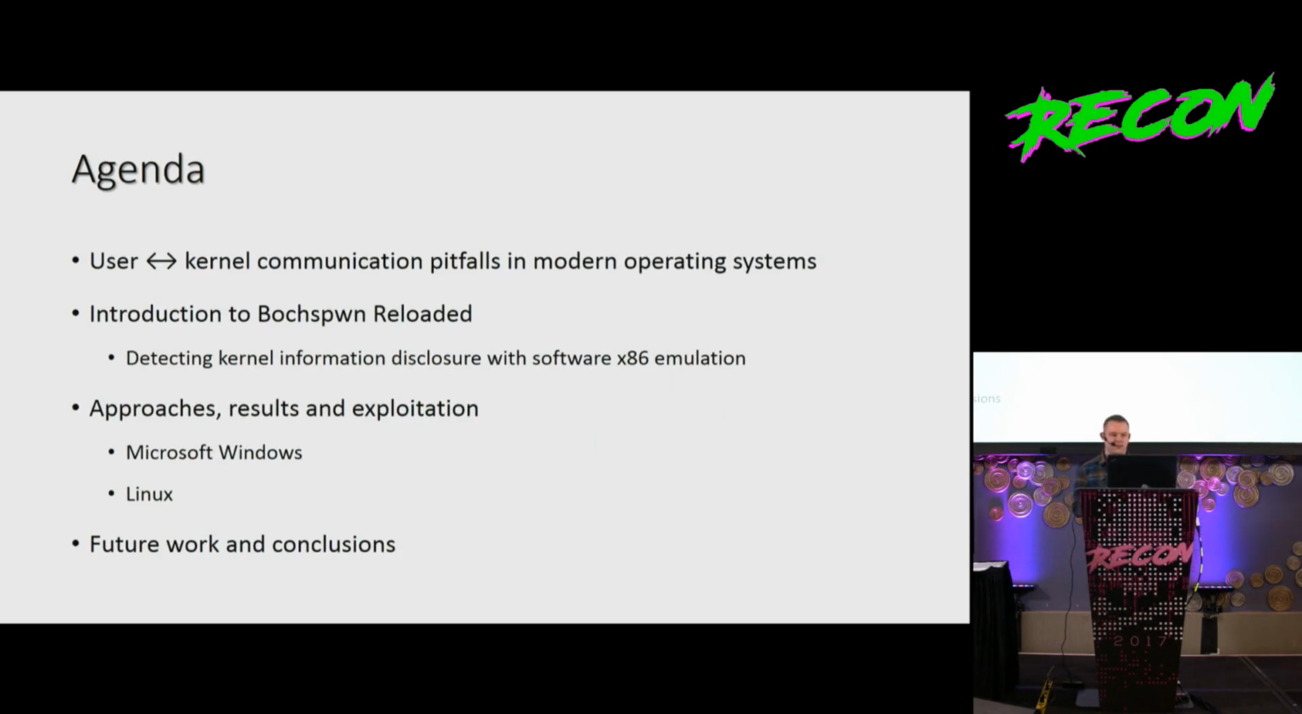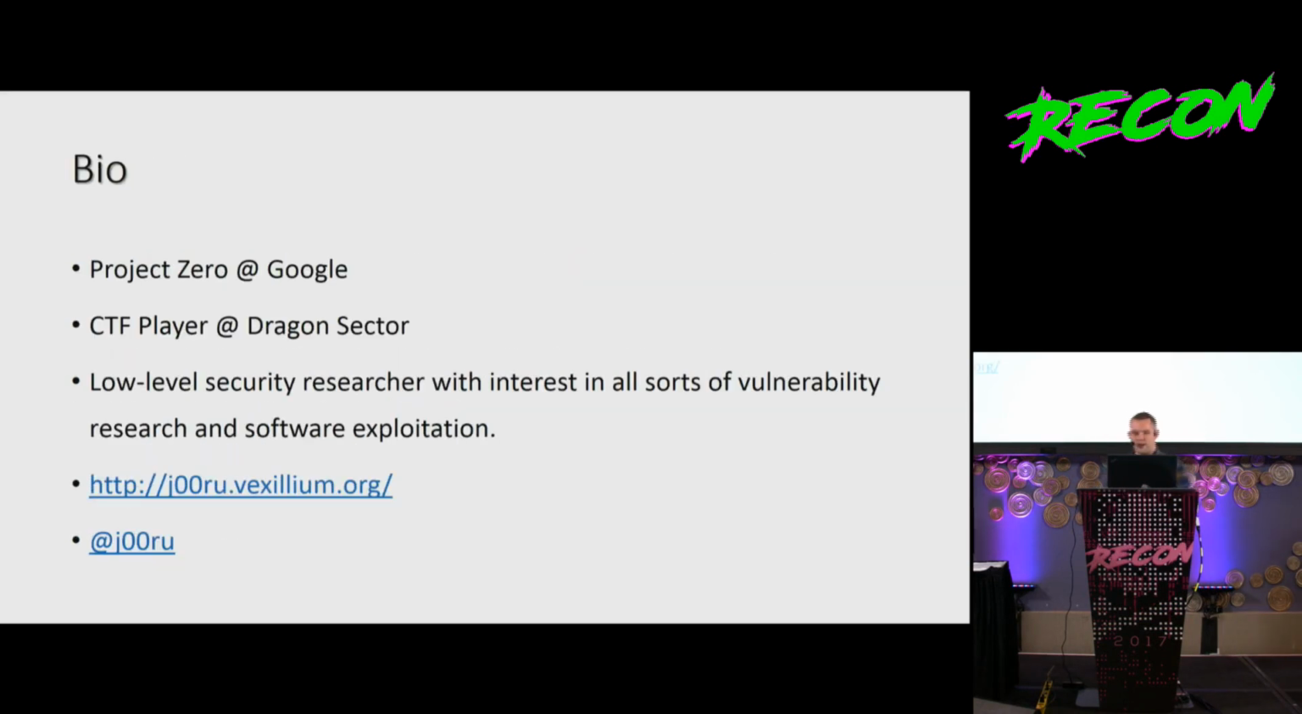On a serious note, today I will first start talking about the communication between user and kernel mode, what the common pitfalls are in modern operating systems. Then I will proceed to talking about Bochspwn Reloaded, how it works in general, what the basic principle is, and how to detect kernel information disclosure using it. Then I will talk about the approaches, results, and exploitation that are system-specific. I tested Windows and Linux in this regard, and then I will follow up with some future work and conclusions.